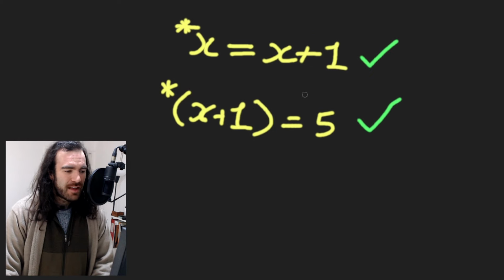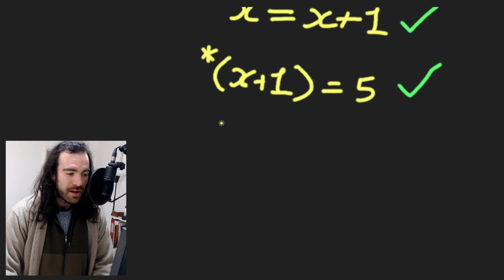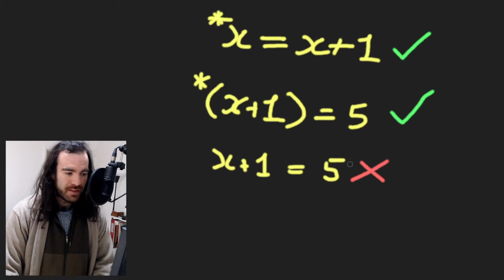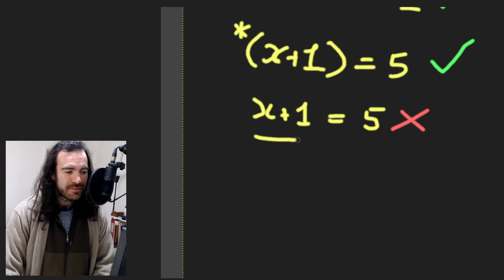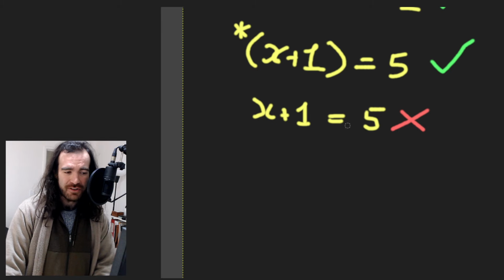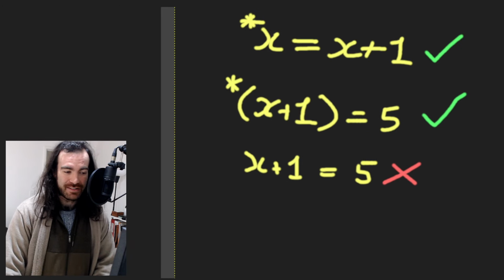But there's something you aren't allowed to do, and that is to say x plus 1 equals 5. This is illegal, right? It's not valid, because what are you assigning to? What does this mean? What's on the left-hand side here? This is an expression, and you can't assign to an expression. But you can dereference an expression.